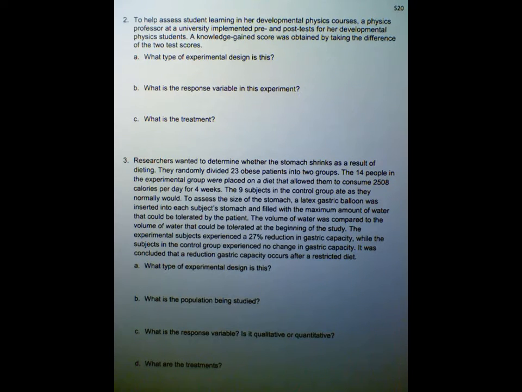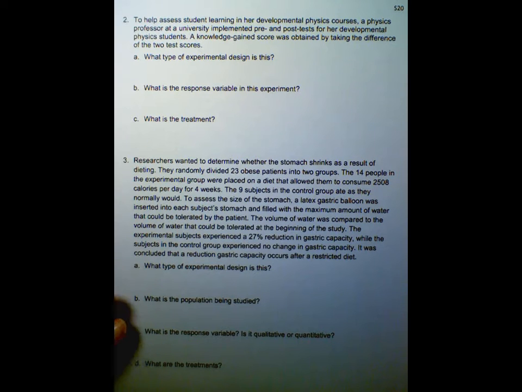To help assess student learning in her developmental physics courses, a physics professor at a university implemented pre- and post-tests for her developmental physics students. A knowledge gained score was obtained by taking the difference of the two test scores. So a test before you even learn anything, and a test at the end, and the difference between the scores on that test, which both are assessing the same stuff, would determine how much knowledge was gained.